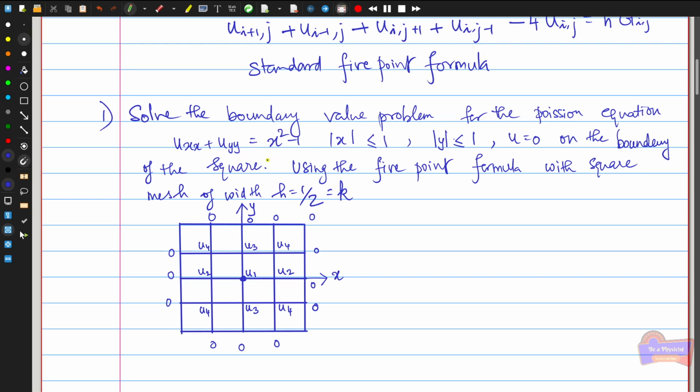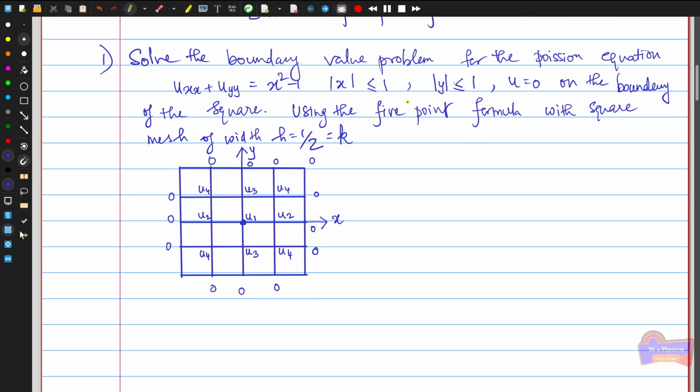From the problem itself, we know that the modulus of x and y are less than or equal to 1. That means both x and y take positive and negative values with magnitude at most 1, and all the boundary values are 0, so I can draw the mesh points as given here.